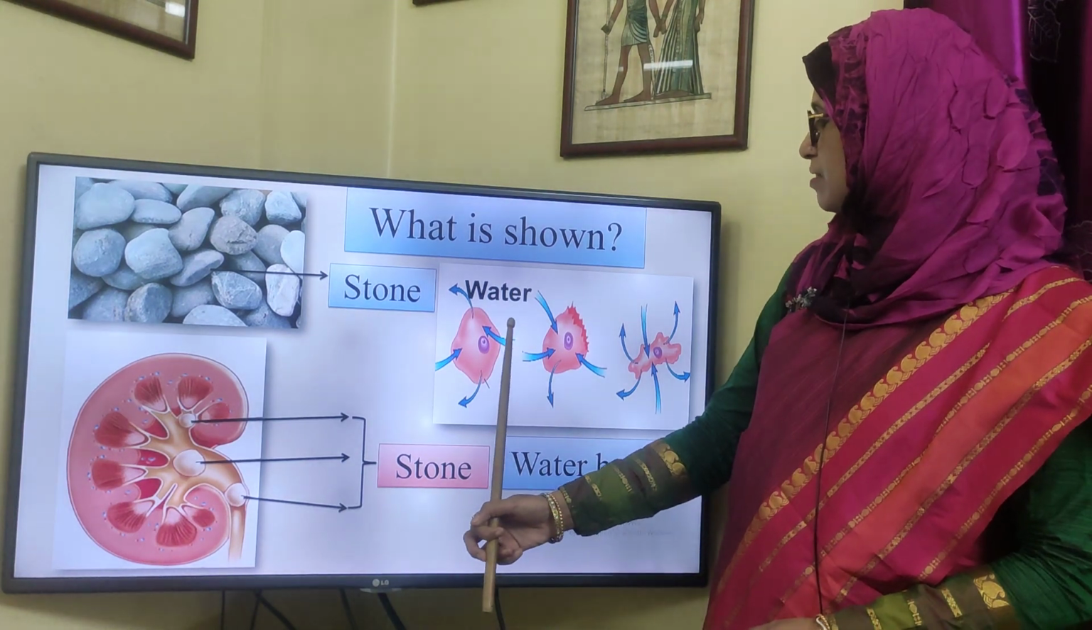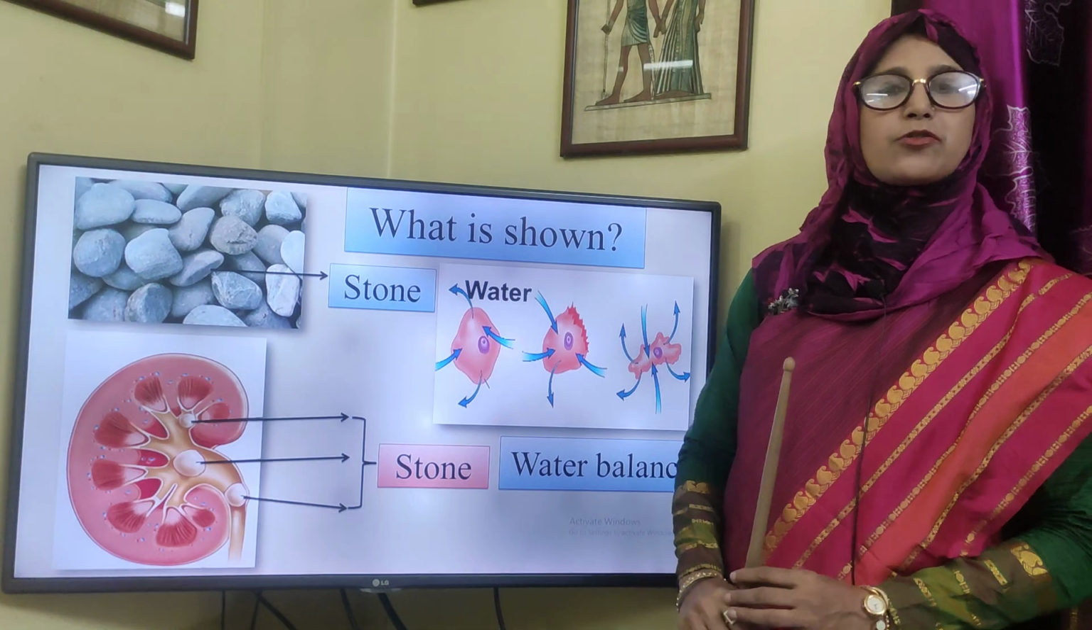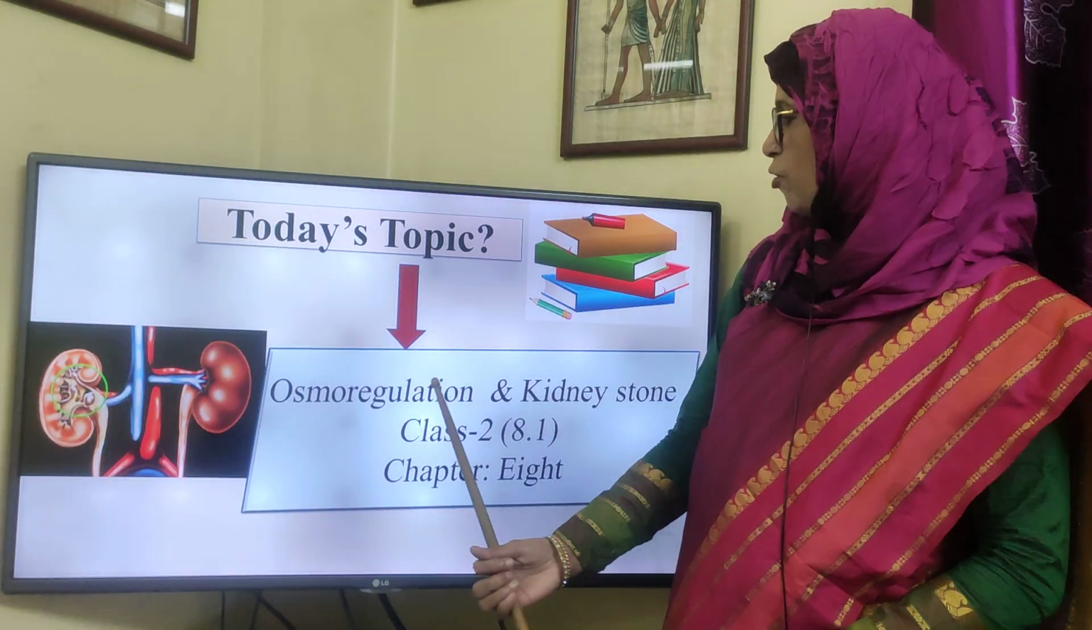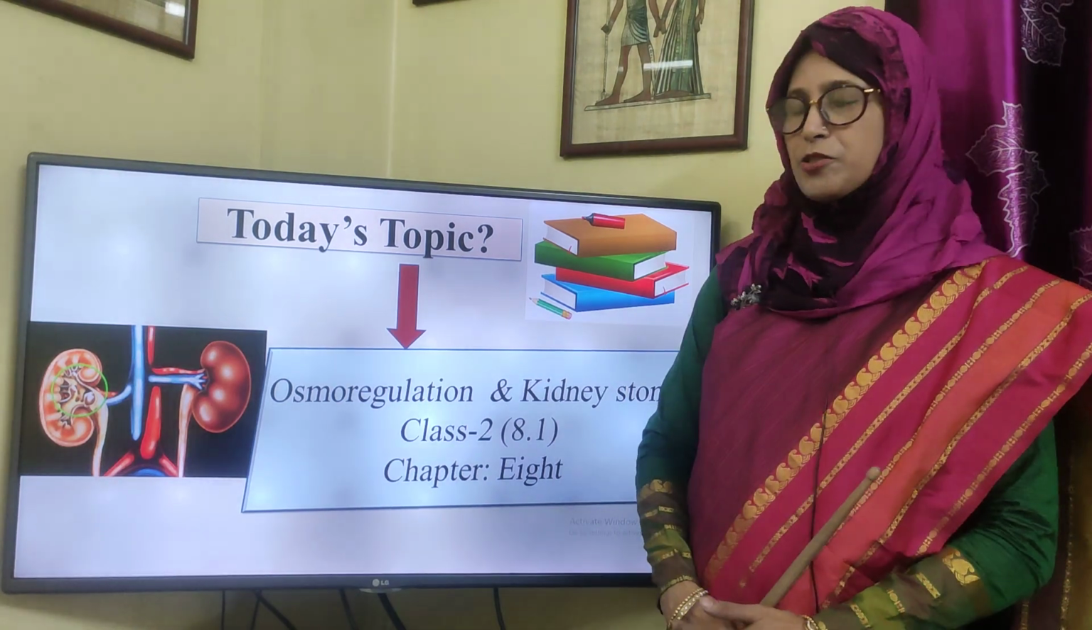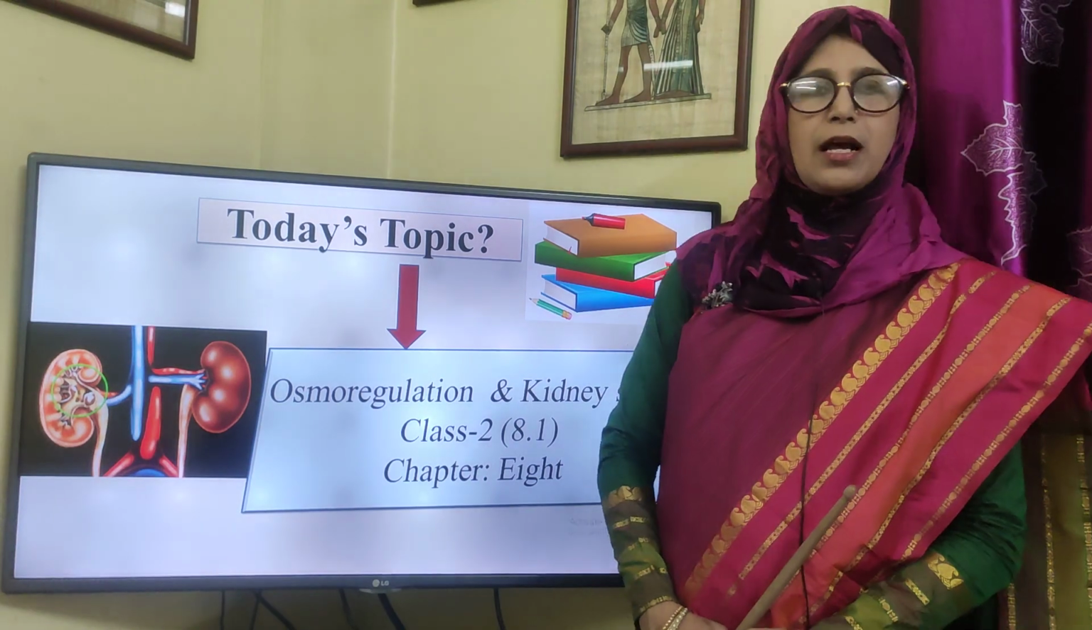That means here are three types of photos, meaning the balance of water. So can you guess what our today's topic is? Yes, our today's topic is osmoregulation and kidney stone, Chapter 8, section 8.2, class 2.